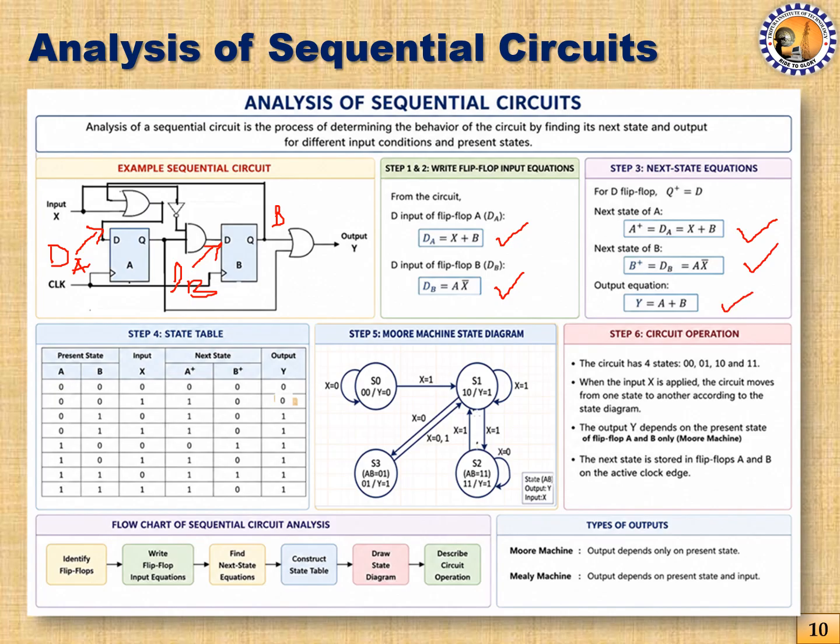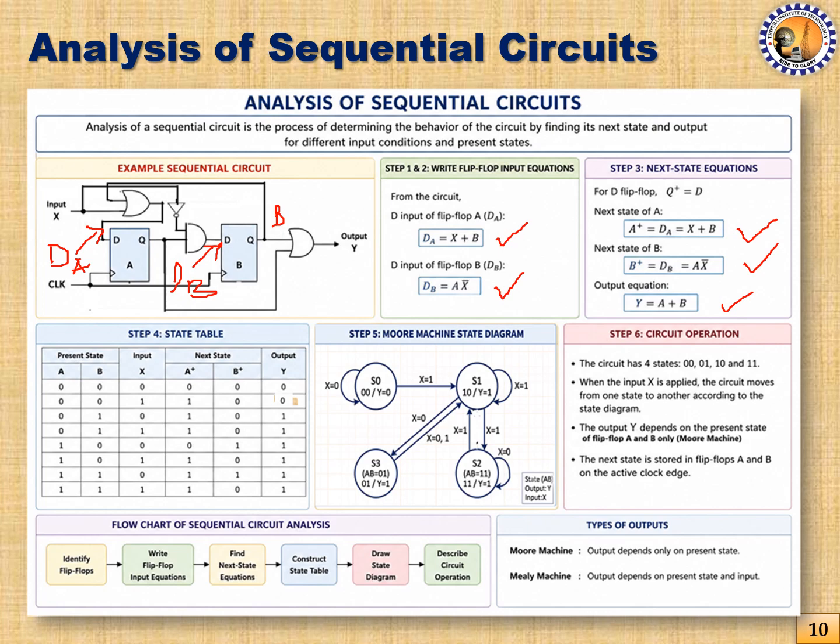And this is the output equation. As we can see, in this OR gate we have one input coming from the flip-flop B output and another coming from the flip-flop A output. As a result, the output equation is y equal to A plus B, meaning A or B.